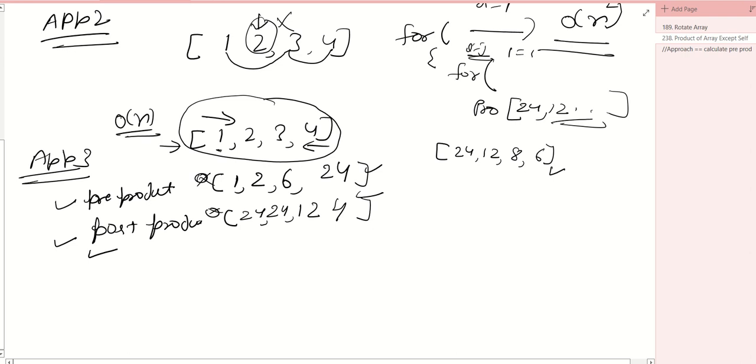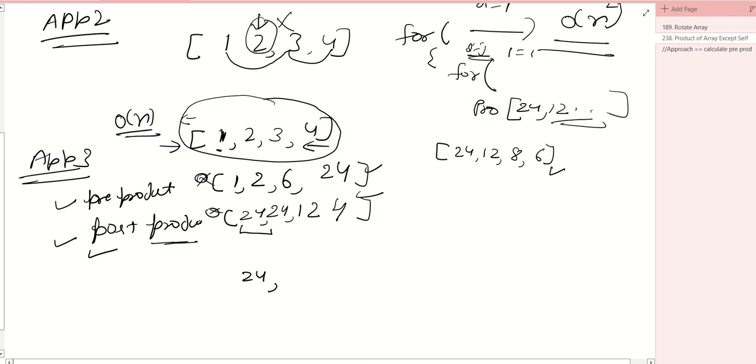For the first one, if you notice, it is nothing but the product of its right and the product of its left. On the left there is nothing, so for the first element it will be the product of the right. Where are we storing the product of the right? We are storing it in the post-product, right? So for the first one it will be 24. So this is interesting. Let's see the second one.